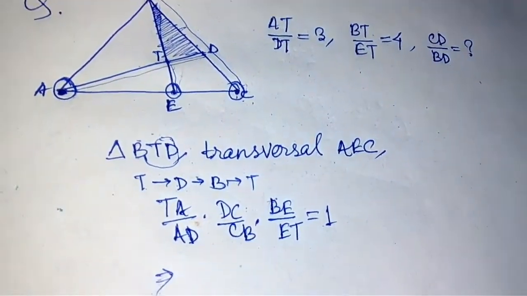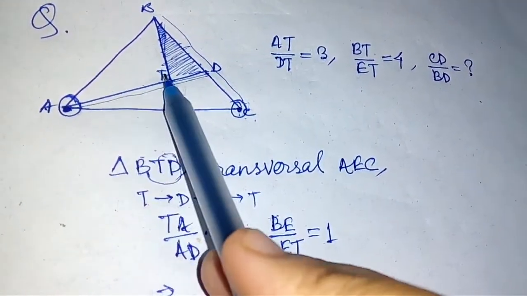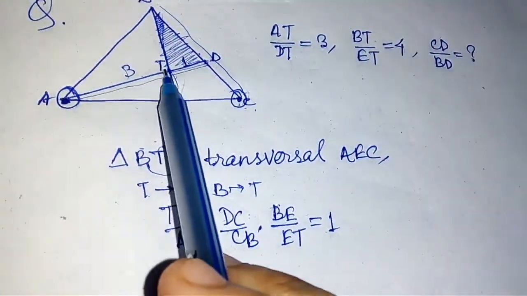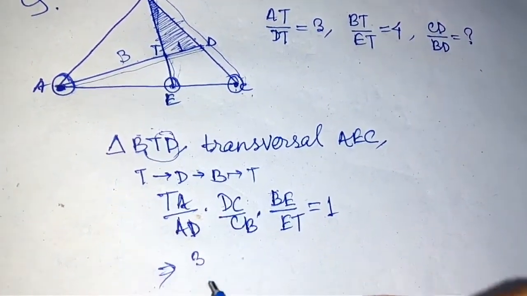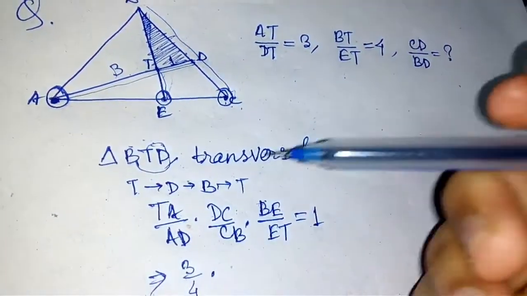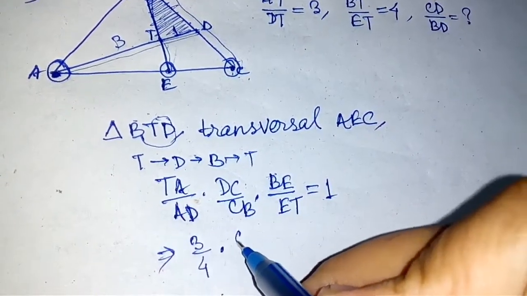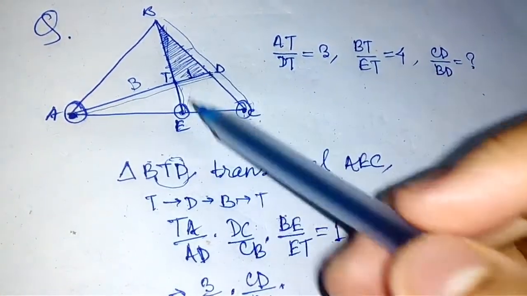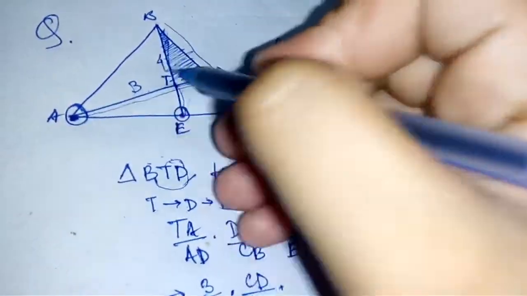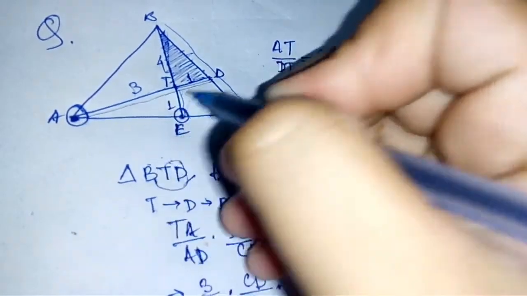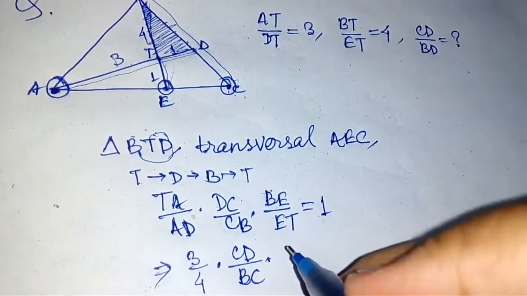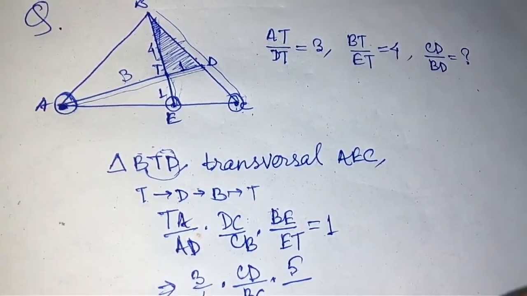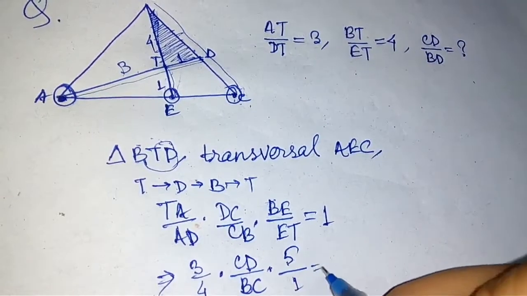Now we have written down the formula, we will substitute the values. AT by DT is 3:1, 3 by 1. So TA is 3, AT is 4, notice that, yes, 3 plus 1, 4. Now DC by CB we have to calculate, let it be like this, DC by BC or CB, whatever you write. BE, now see, BT by ET is 4:1. So BE is nothing but 5 and ET is 1. BE is 5, ET is 1, equal to 1.